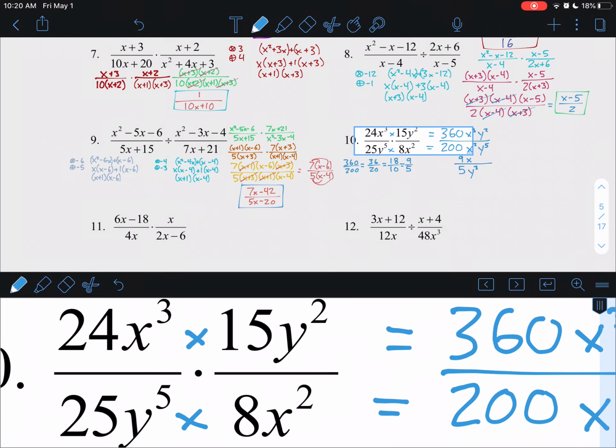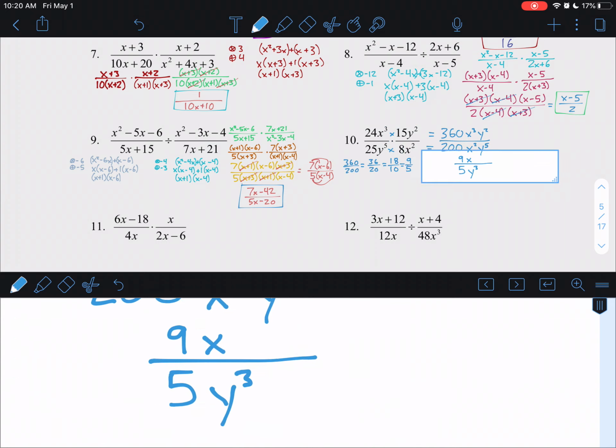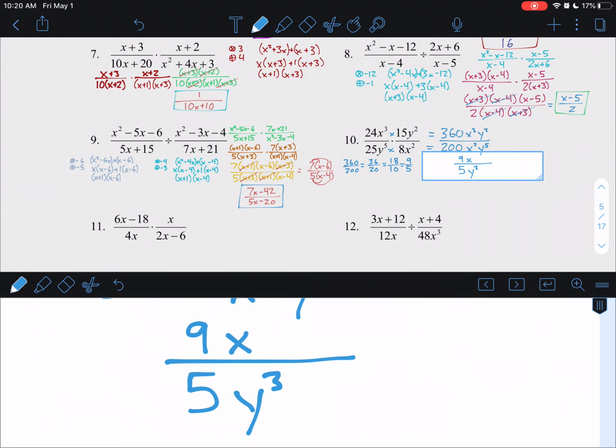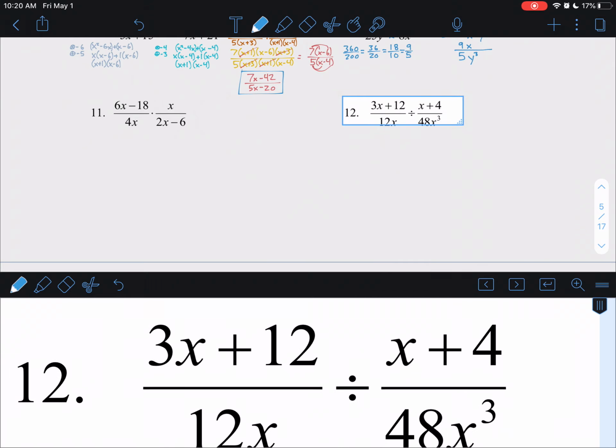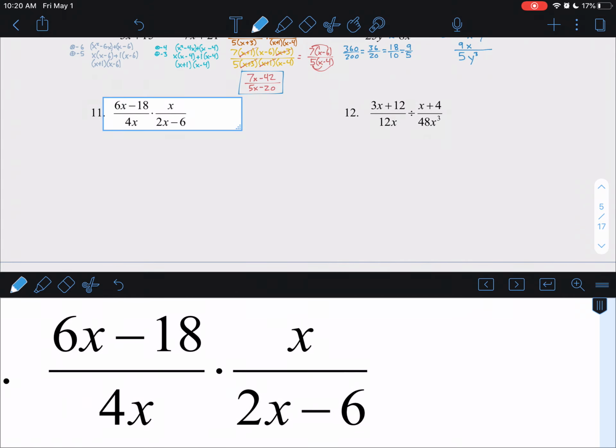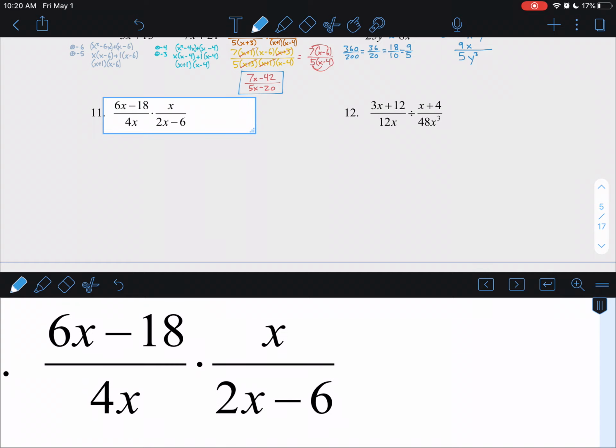24x to the 3rd over 25y to the 5th times 15y squared over 8x squared is 9x over 5y cubed. That's it. That one was a pretty simple one. Okay, we'll keep going. There's only 2 more on here. And then once I'm done with these 2, y'all are on your own to do your own thing. So let's see.